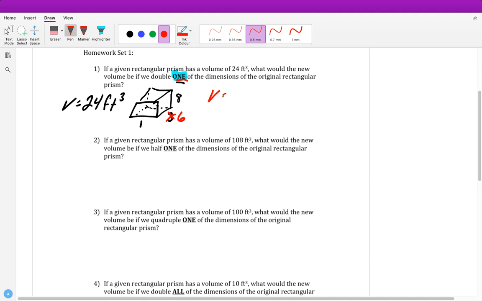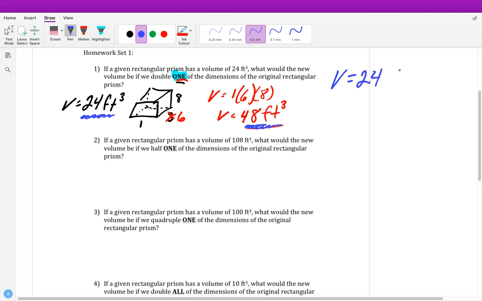Well, now we would have that our volume is equal to 1 times 6 times 8, which gives us a volume of 48 feet cubed. So we know that this answer is going to be 48 feet cubed. Well, when we look at the original answer, 24 feet cubed, and our last answer now, 48 feet cubed, all it was doubled. So when you get one dimension to change, you can take your original volume, which in this case it was 24 feet cubed, and you can then multiply it by the exact same rate, so 2, and that means that our new volume will be 48 feet cubed.